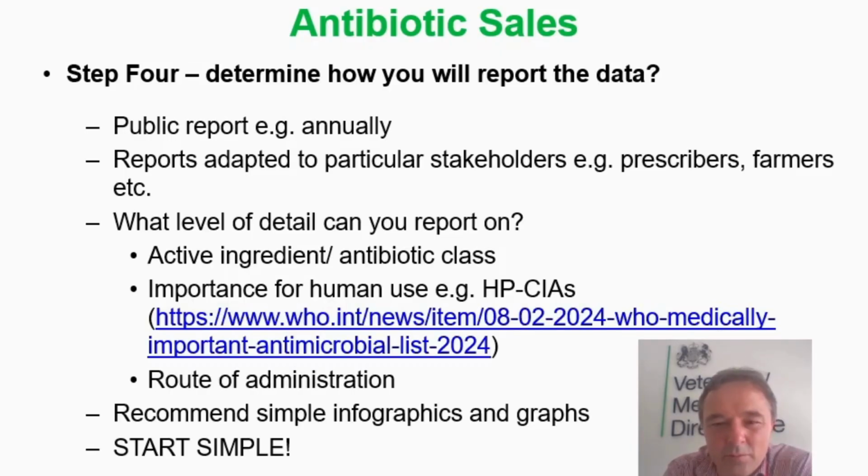And for this, we would often follow the WHO medically important antimicrobial listing, which classifies these HPCAs, including the likes of the 3rd and 4th generation cephalosporins, the fluoroquinolones and quinolones, and the polymyxins. So these are the ones that we really are focusing on only using when absolutely necessary.